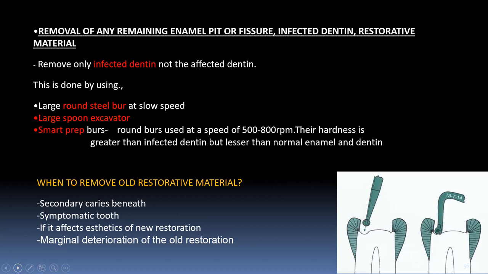These burs are round burs which are used at a speed of around 500 to 800 rpm. Their hardness is greater than the infected dentin but lesser than the normal enamel and dentin, so they will not cut through the normal enamel and dentin. When to remove the old restorative material depends upon whether there is secondary caries present beneath the restoration, whether the tooth has any symptoms, and whether it affects the aesthetics of the new restoration and the marginal deterioration of the old restoration.